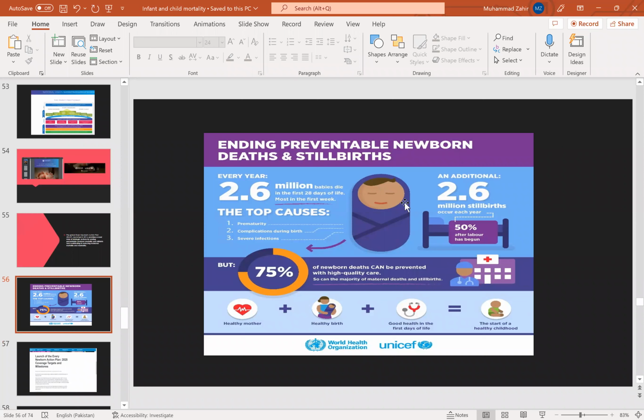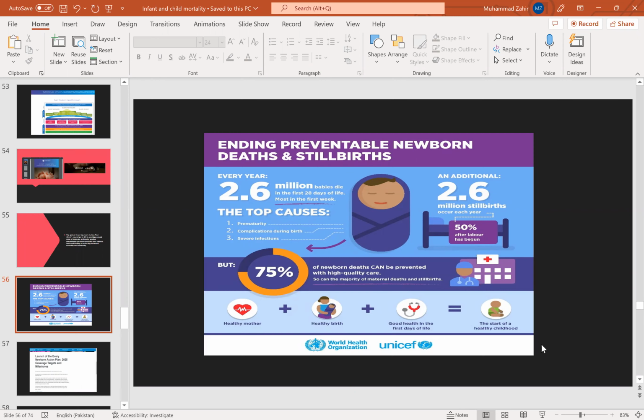So, ending preventable newborn deaths: every year 2.6 million babies die in the first 28 days of life, most of them in the first week. The top causes are prematurity, complications during birth, and severe infections. An additional 2.6 million stillbirths occur each year, 50% after labor has begun. But 75% of newborn deaths can be prevented by high quality care. So a healthy mother plus a healthy birth plus good health in the first days of life leads to the start of a healthy childhood.